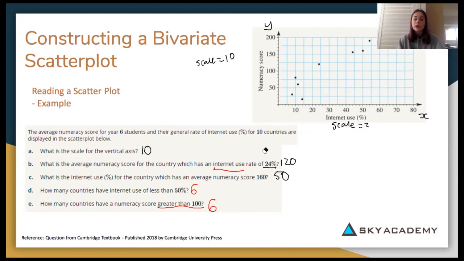So those two variables, internet use and numeracy score, are an example of bivariate data, because as one increases, so does the other. Or as one decreases, so does the other. So they have a relationship. They are both being affected at the same rate.